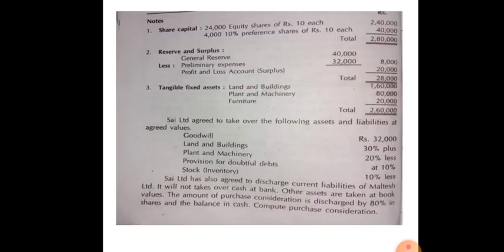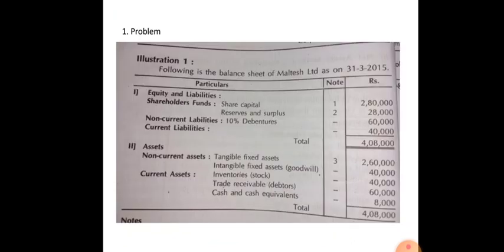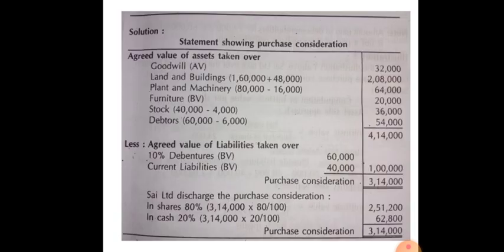From this 4,40,000 you have to minus all the liabilities. Now see in the balance sheet, which are the liabilities? Share capital is not a liability. Reserves and surplus is also not a liability. 10% debentures is a long term liability, so you have to minus it, as well as the current liabilities of 40,000. So 10% debentures is 60,000, current liabilities is 40,000, the total is 1 lakh. From the total assets you have to minus this 1 lakh. 4,14,000 minus 1 lakh, the remaining amount is 3,14,000. So this 3,14,000 is nothing but the purchase consideration.